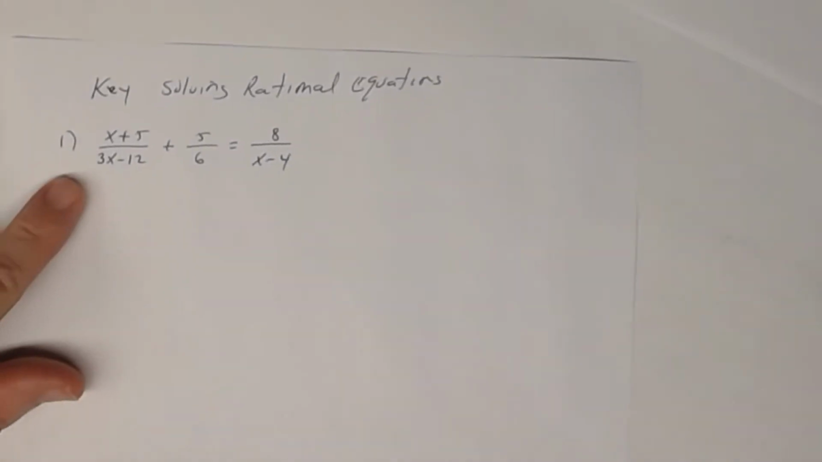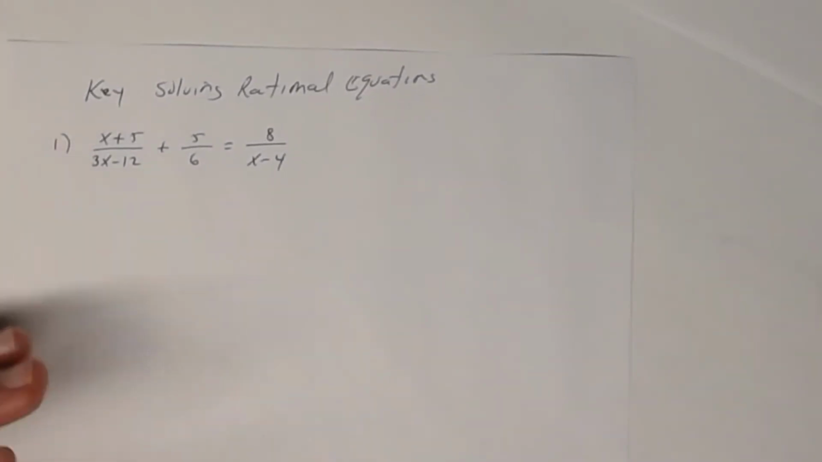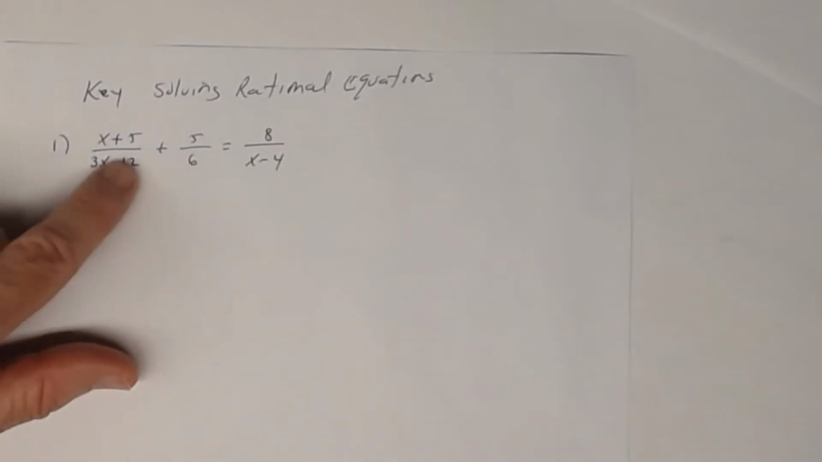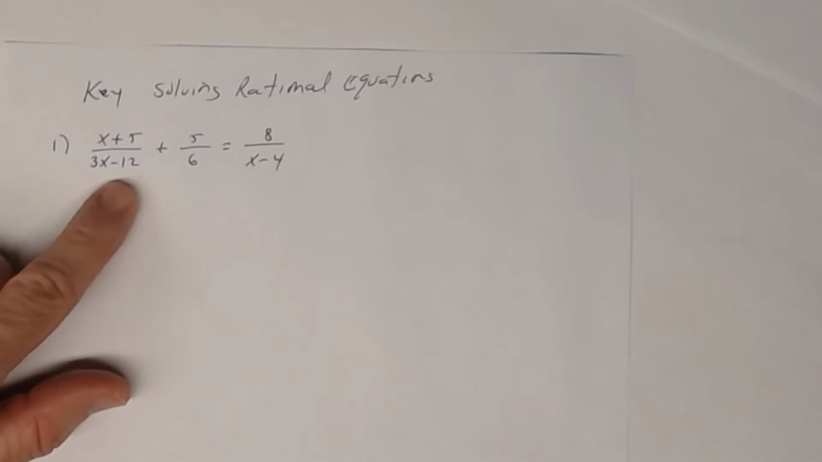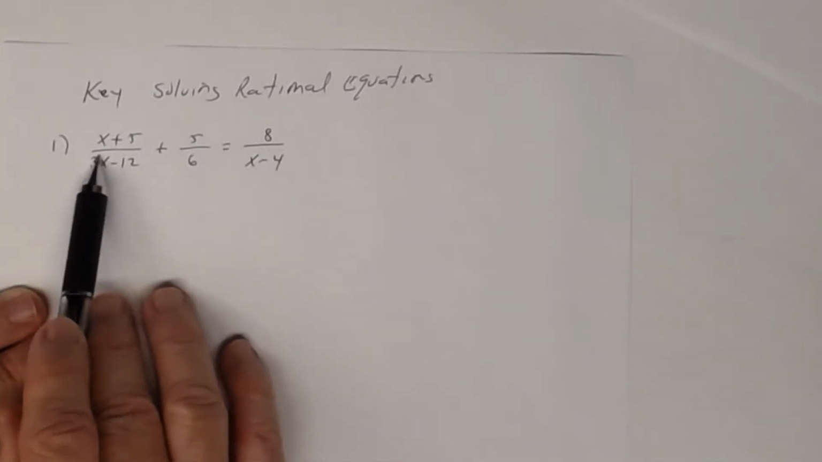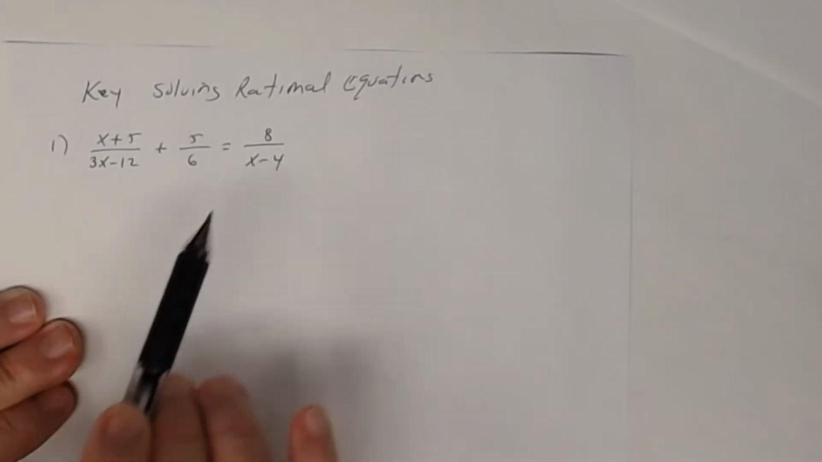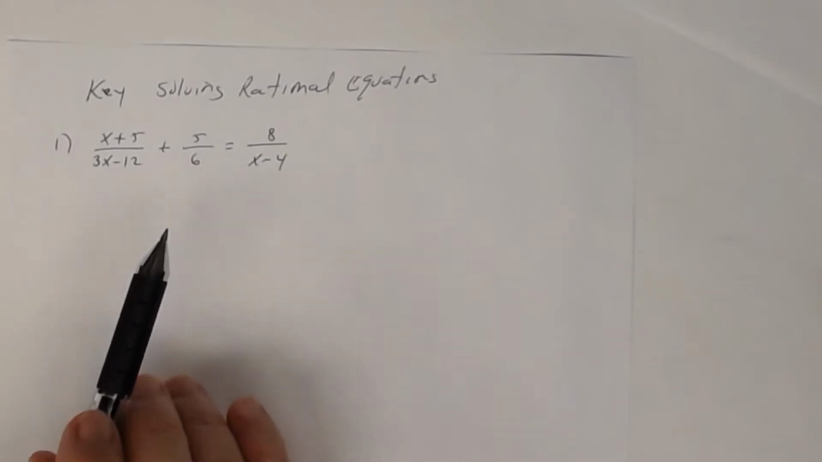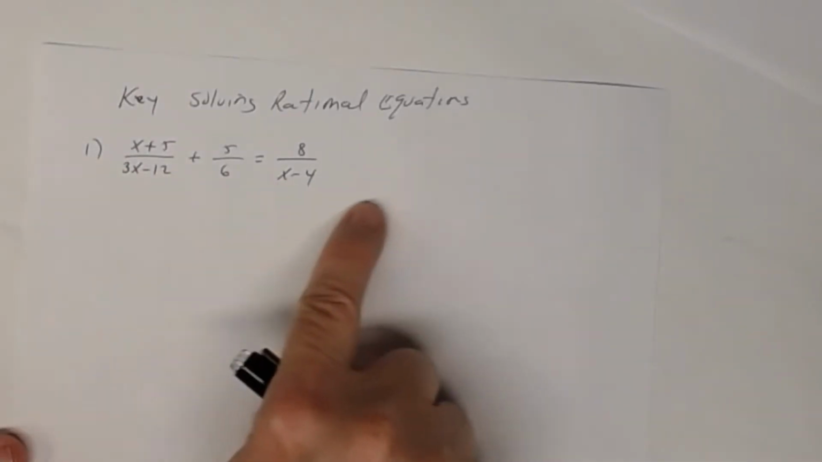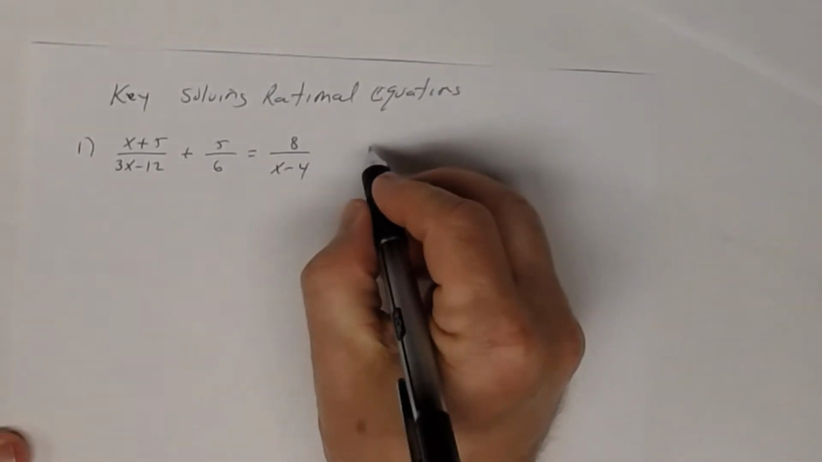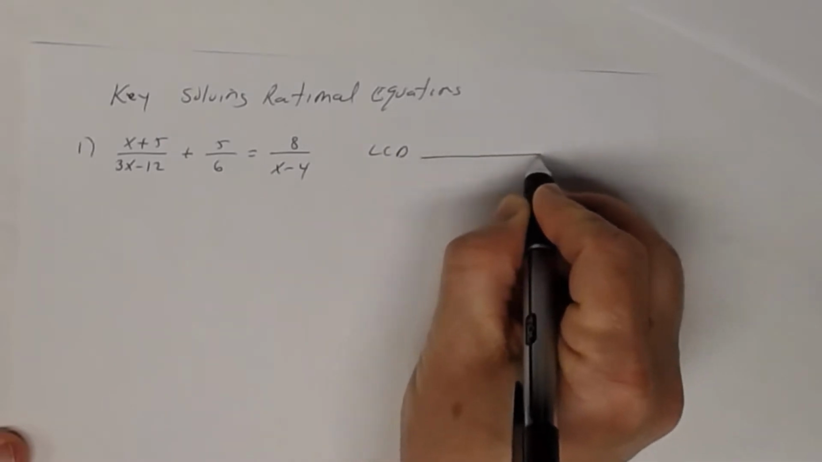So if you look at number one, what makes this a rational equation, first of all, you see fractions, right? 5/6, x plus 5 divided by 3x minus 12. Just so happens that in these rational expressions, some of these denominators are variable expressions. And so what you want to do in these cases, and that is what that resource told you to do, is you want to clear those fractions, clear those denominators by multiplying both sides by the least common denominator.